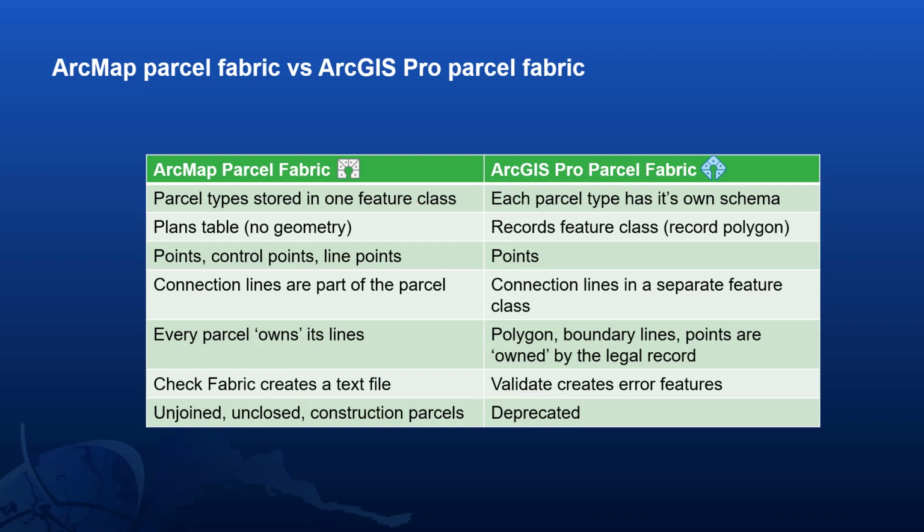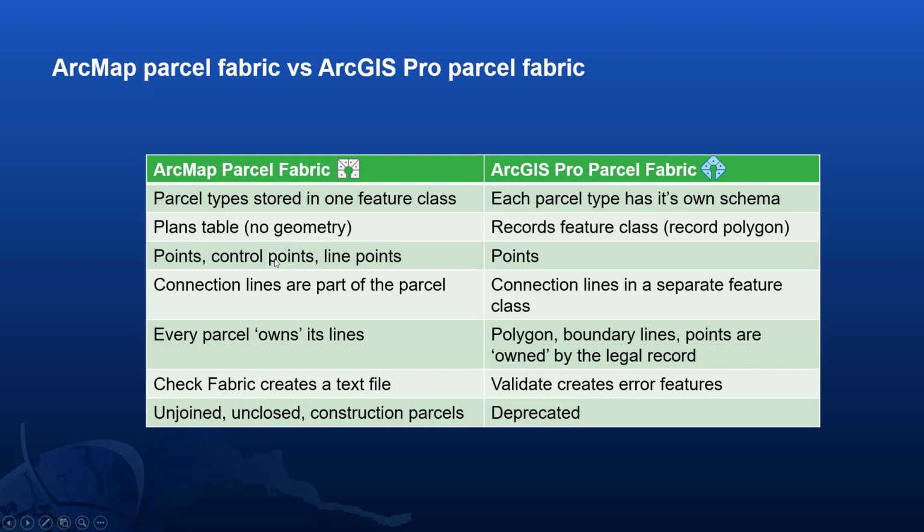This was very complicated. In ArcGIS Pro, of course, each parcel type has its own polygon and line classes, each one with its own schema. So it's an easy thing to bring into a map. The plans table that had no geometry now became the records feature class. It's a polygon. It is the footprint of your legal transaction. And you can extend everything here, including the record, as you see fit.